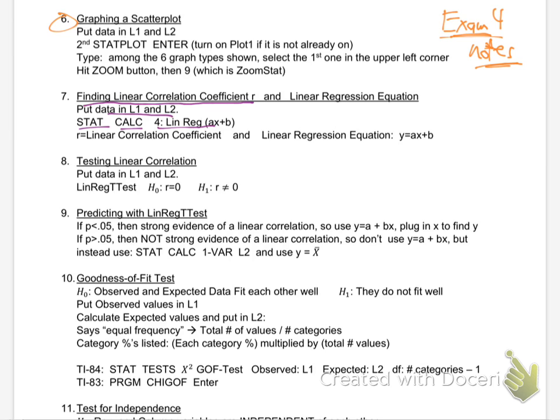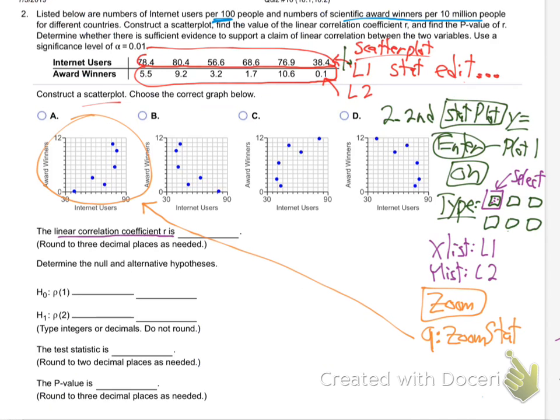And I'm doing it now as we speak. We get an R value of 0.794. That should be your R value rounded to 3 places. It'll say R equals. All right, now it wants me to do a hypothesis test. Next, determine the null and alternative hypothesis. What are we testing? Determine whether there is sufficient evidence to support a claim of linear correlation.